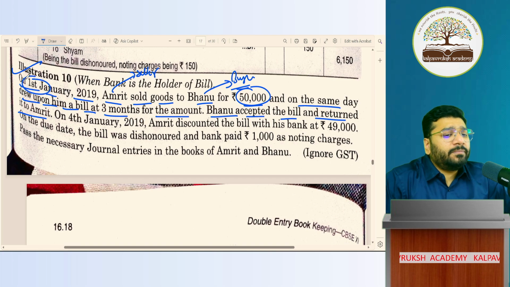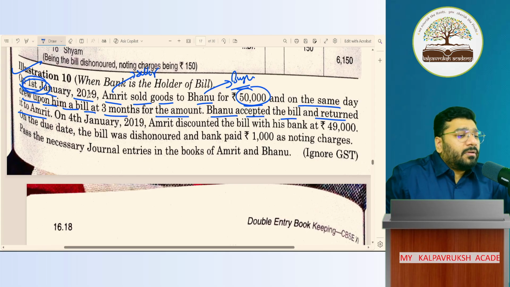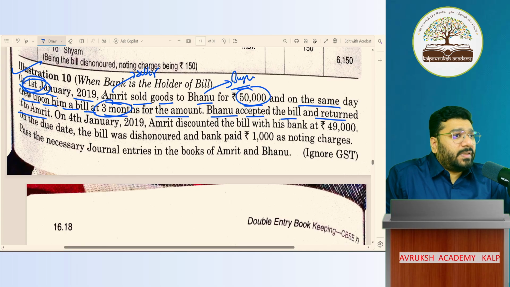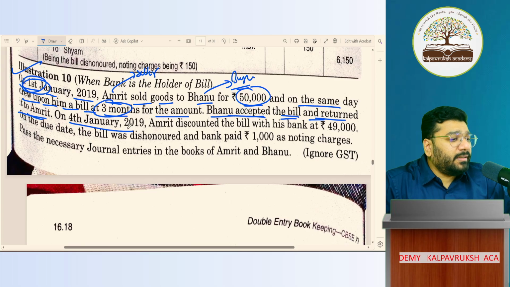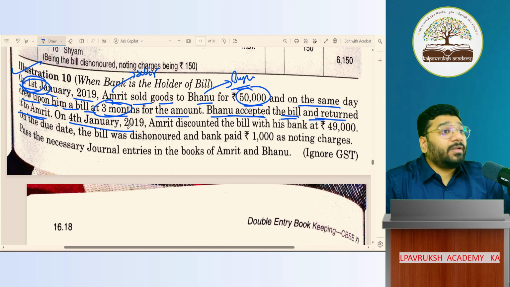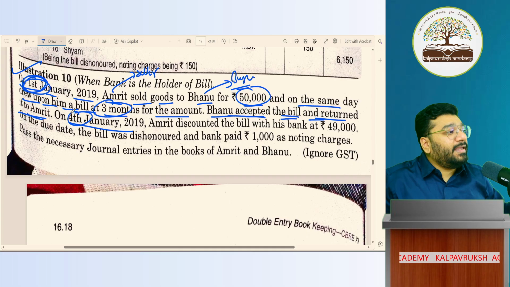When are the goods sold? 1st January. When is the bill drawn? 1st January. When is the bill accepted? Same day. Nothing mentioned means same day. Credit period 3 months. Bhanu accepted the bill and returned it to Amrit on 4th Jan 2019. After how many days of the bill? 3 days. So it's not grace days. It's a coincidence that the transaction date and the discounting date have exactly this 3 days of gap.